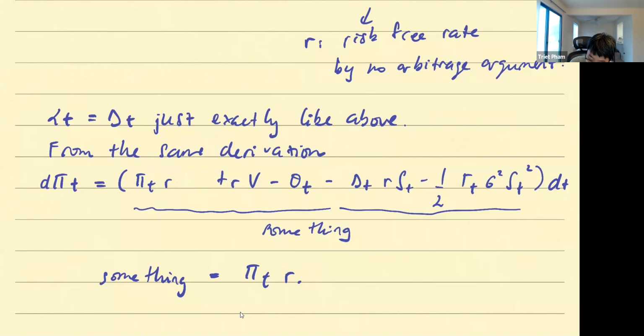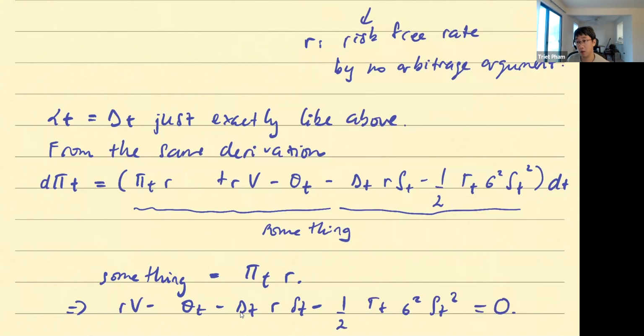But if it's Π_t times r, then this whole thing will have to be 0. So r V minus θ_t minus Δ_t r S_t. And that's the end of the story. So basically just one step away from what we did above, by observing that without the Brownian motion component, you must have the risk-free rate of return. And that's it.